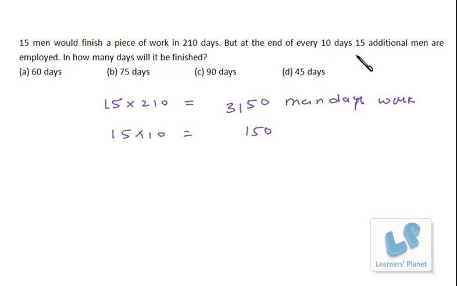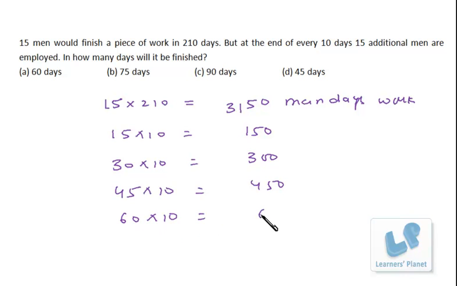After that, 15 additional men are employed. That means for the next 10 days, 30 people are working. Okay, so it's 300 man days of work. Then after a further 10 days, 15 more persons are employed. So now 45, so it's 450 man days. Then 60 into 10, 600 man days. Similarly 75 into 10, 750 man days. The work will continue till we reach the 3150 limit. So further it is 90 into 10, 900 man days.